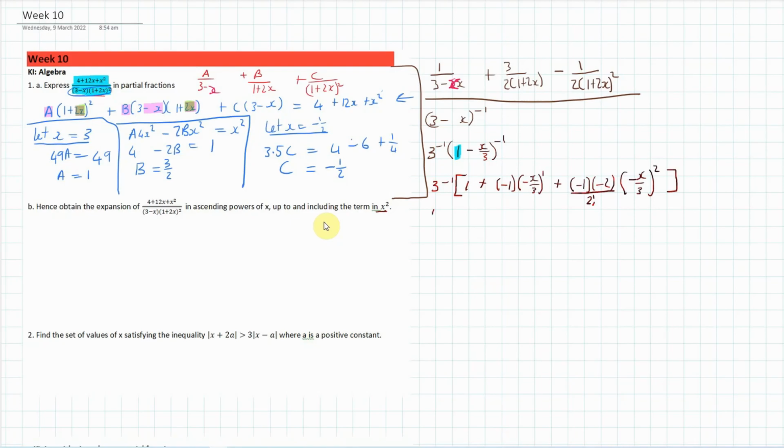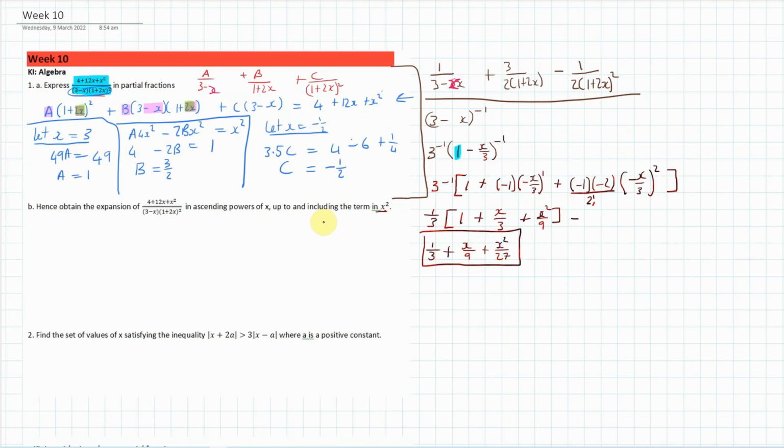So we can simplify that to 1/3 into 1 plus that second term there is going to be just x over 3. The next term is going to be plus, what is that? X squared over 9. And we can therefore say that all up we've got 1/3 plus x over 9 plus x squared over 27. Okay, so that's the first one expanded.